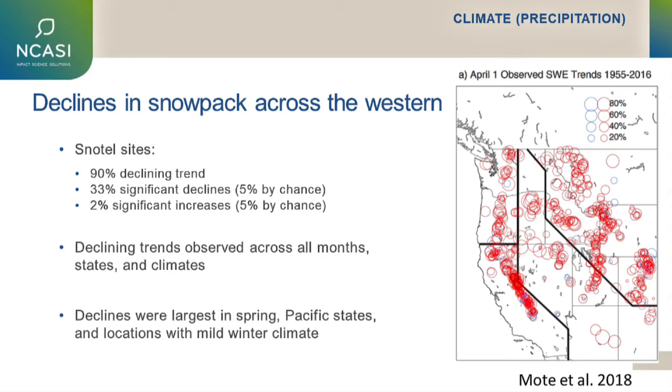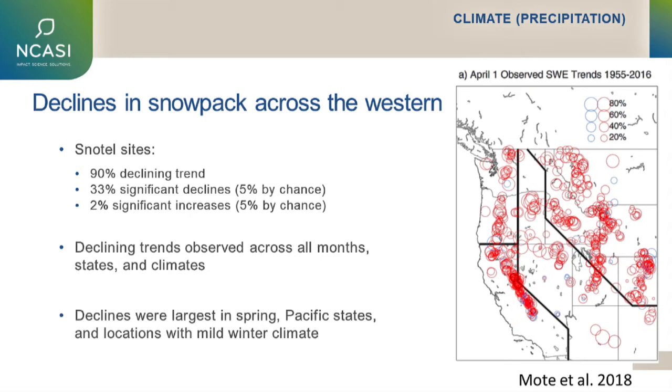This paper is Mote and others, who updated their 2005 paper with a more recent analysis across all the SNOTEL sites in the western United States, and they found that 90% of those sites had declining trends of April 1st snow water equivalent. So the amount of snow present on April 1st each year. Of those, 33% were significant declines, and 2% of sites showed significant increases.